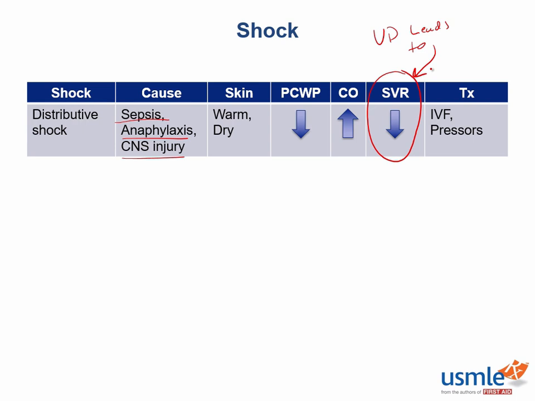Now these patients have dilated blood vessels, so therefore they feel warm and dry to the touch. The body is also going to compensate for this low vascular resistance by trying to increase cardiac output, and it typically does this by increasing the heart rate. One caveat to this is in CNS injury, this can lead to decreased cardiac output as well as a decreased heart rate and decreased systemic vascular resistance. And this is due to loss of autonomic tone seen in severe injury.